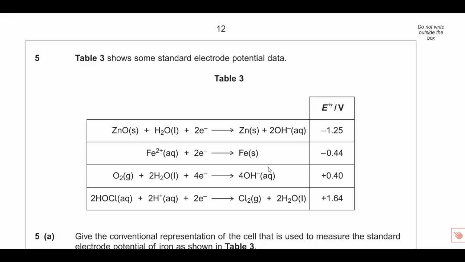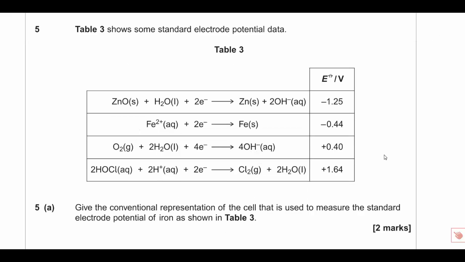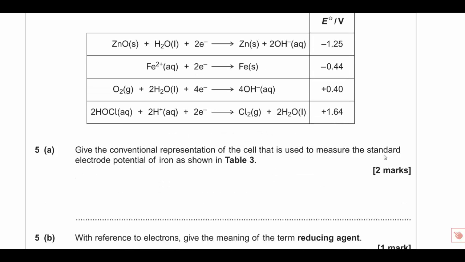So here we go. Give the conventional representation of the cell that is used to measure the standard electrode potential of iron, as is shown in table 3. Okay, so we've got iron there. Right, so we're going to use our hydrogen electrode, salt bridge, and that one there. So is that right? Yeah, that's right, that's fine.